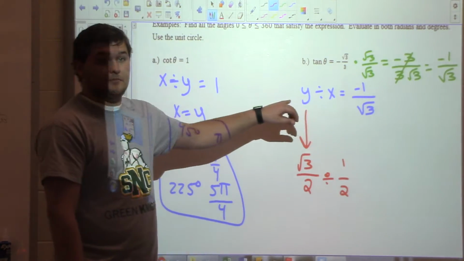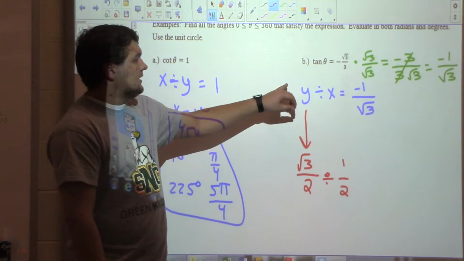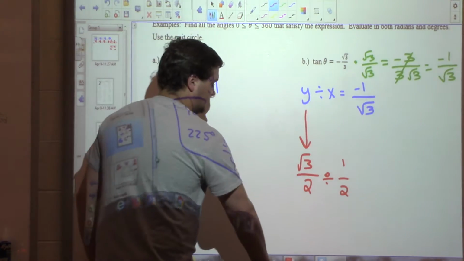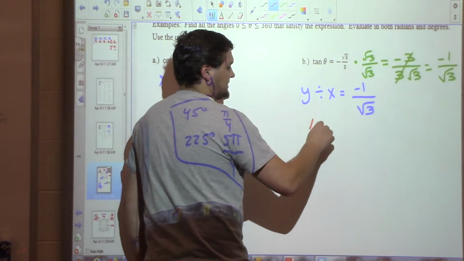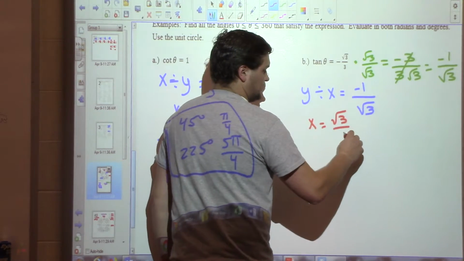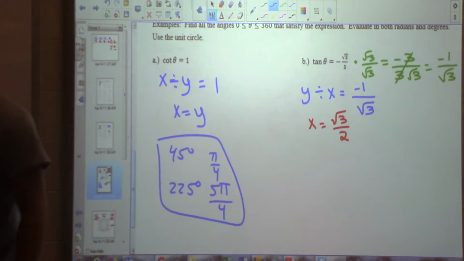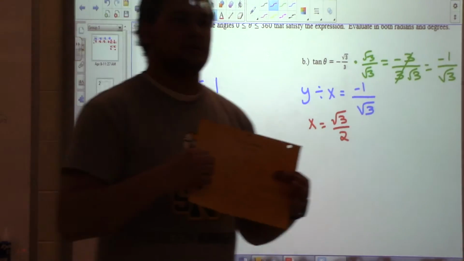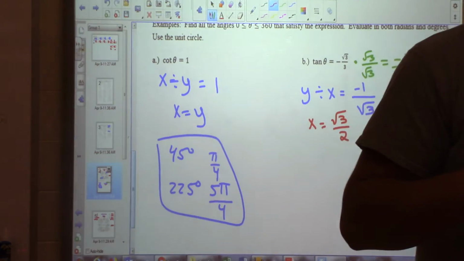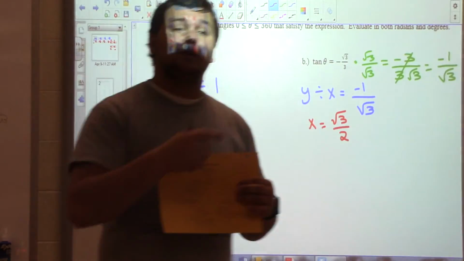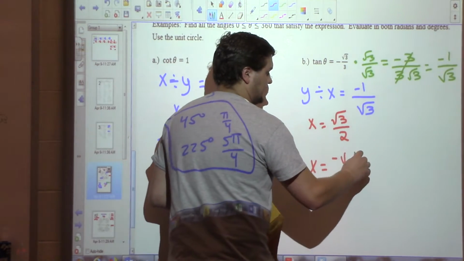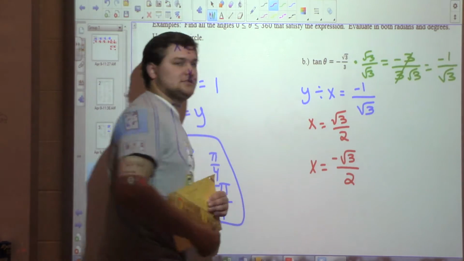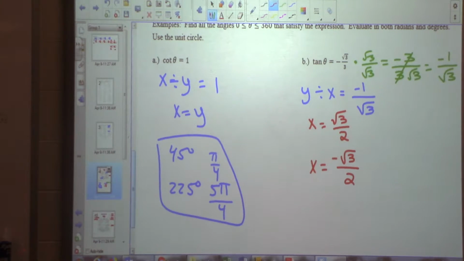Which means y can't be square root of 3 over 2, but x has to be square root of 3 over 2. Alright, so instead of having y be square root of 3 over 2, I'm going to say x has to equal square root of 3 over 2. Why over 2? Because if I look at my unit circle, whenever I have square root of 3 in here, it's always over 2. Doesn't matter if it's negative or positive. We need one that's going to be positive and one that's going to be negative. We're going to get two different answers. So we're going to let x equal negative square root of 3 over 2 and positive square root of 3 over 2. Right? We're going to get two different answers here.